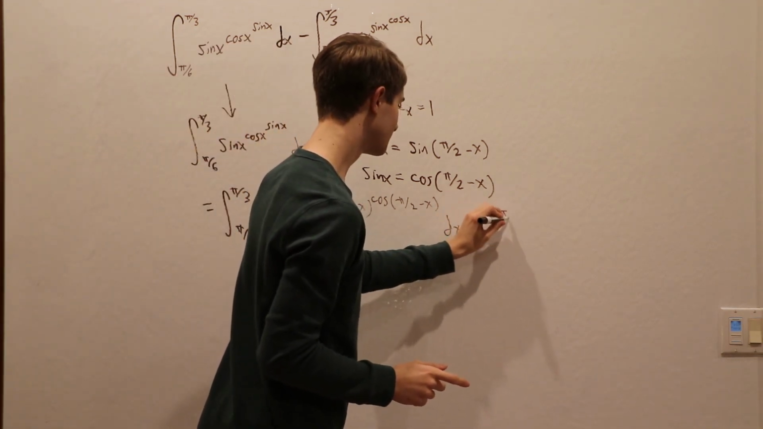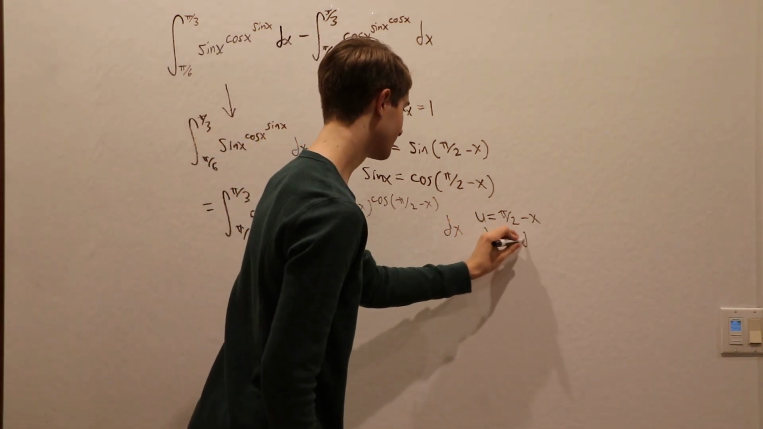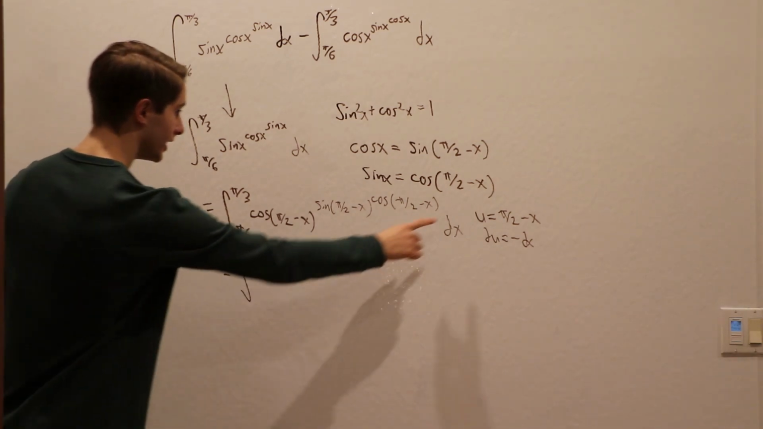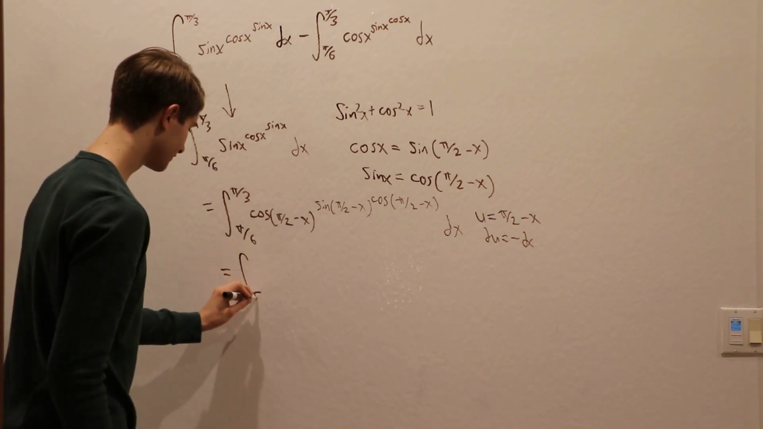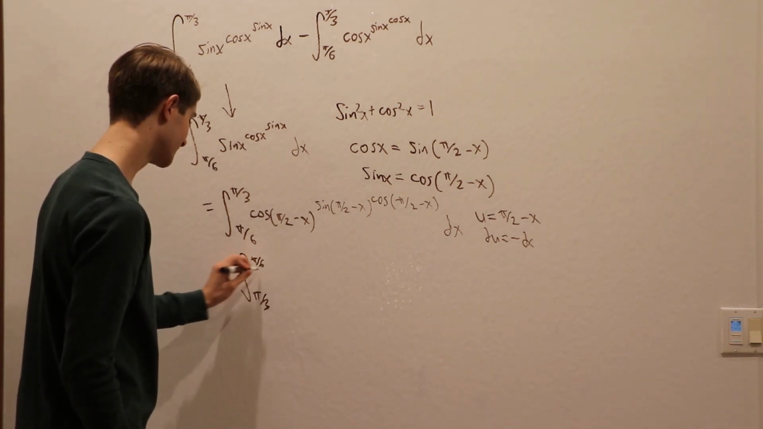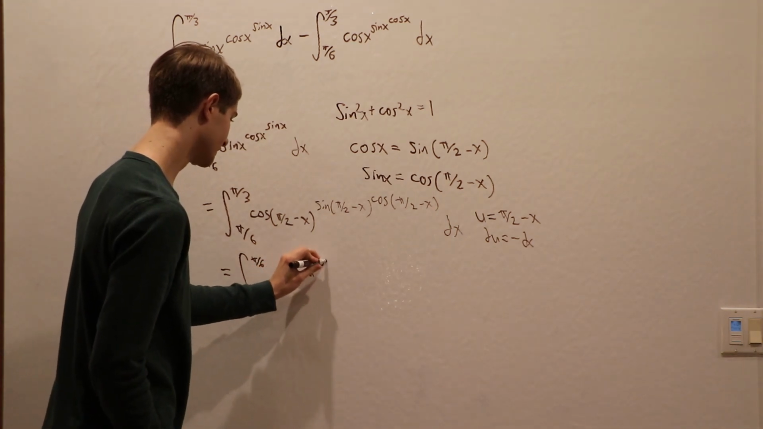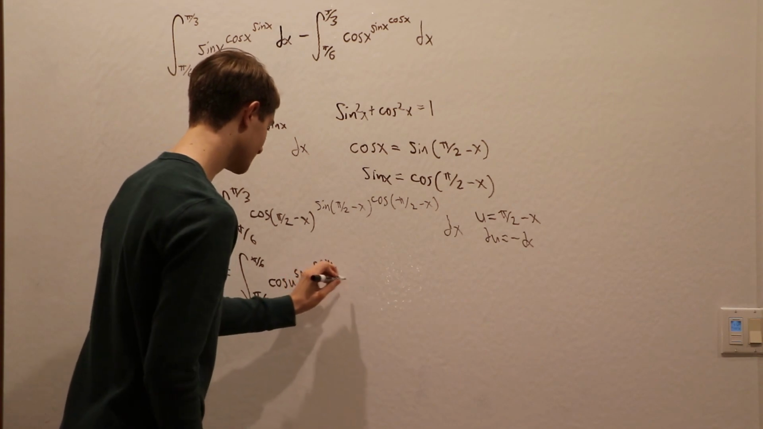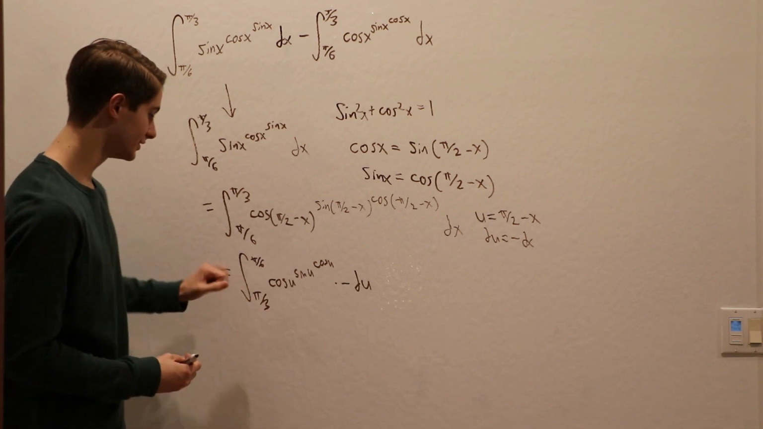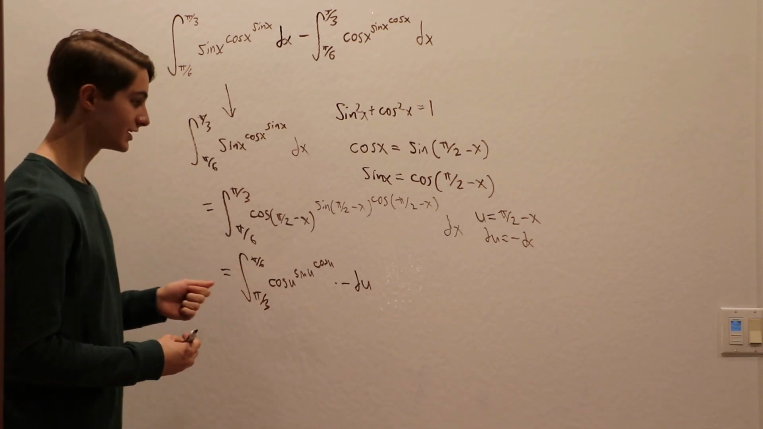Let's let u be equal to pi over 2 minus x. And that will give us that du is negative dx. So if we plug this information into our integral, pi over 2 minus pi over 6 is going to give us pi over 3. And pi over 2 minus pi over 3 is going to give us pi over 6. And then we have cosine of u to the sine of u to the cosine of u. And then dx is going to become negative du. Now we notice that what happened when we did our substitution is that the bounds switched. We had pi over 6 to pi over 3 before, now we have pi over 3 to pi over 6.